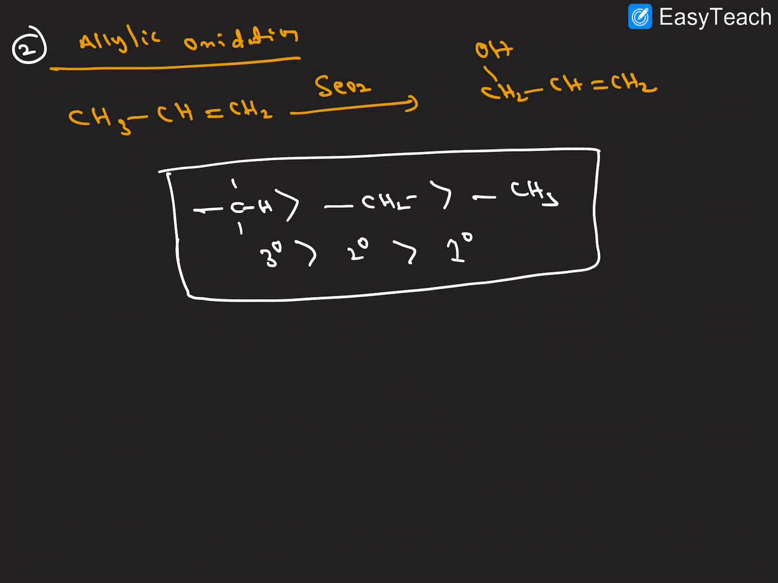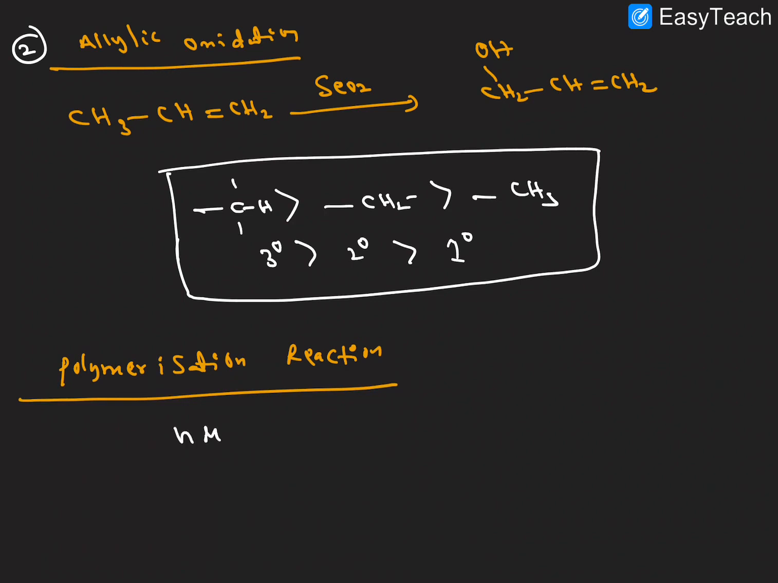Next another reaction, the chemical property of alkene, that is polymerization reactions, right? Here n number of monomers are converted in the presence of a catalyst into a polymer with n repeating units, right? So generally we will discuss here.